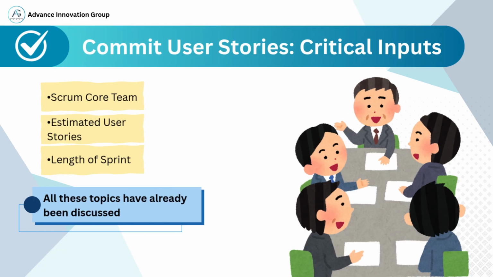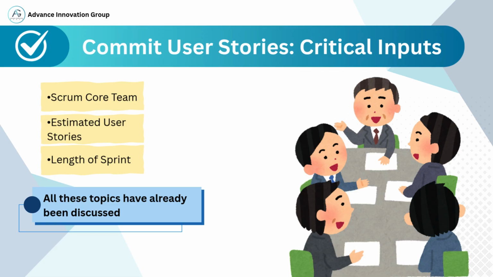In this slide, we revisit some of the critical inputs required for the process of committing user stories, many of which we have already discussed in earlier sessions. The first key input is the Scrum Core team. This includes the product owner, Scrum Master, and development team members. It is the team that drives the decision-making in terms of what can be taken up in a sprint. They are directly responsible for planning, estimating, and finally committing to specific user stories.